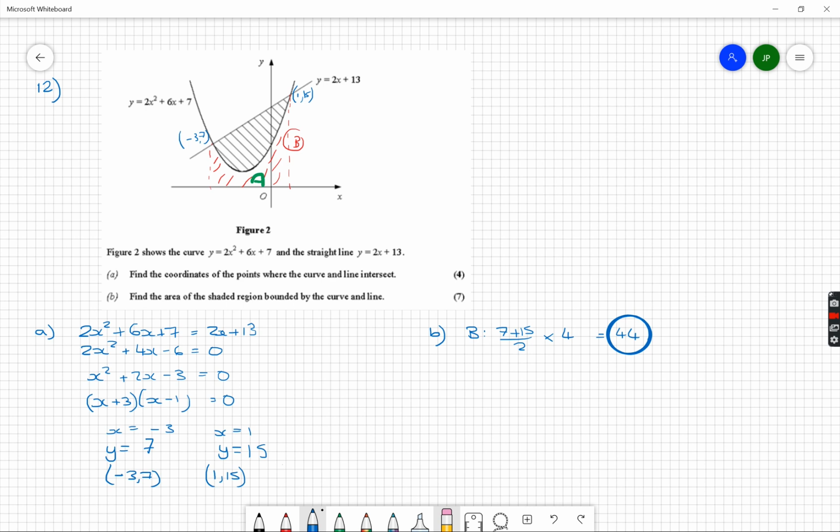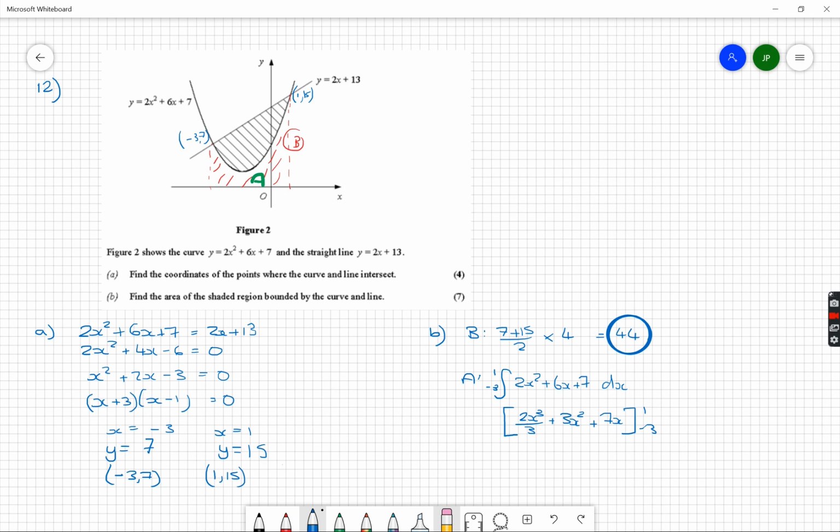Okay. Now I need to do my integration. So I'm going to integrate the quadratic with respect to x, and I'm going to do it between the two limits, which is going to be 1 and minus 3. So let's go through with the integration. Add 1 to the power and divide by the new power. So we'll have 2x cubed over 3 plus, it's going to end up being 6x squared over 2. So we'll have 3x squared plus 7x, and that's between the limits of 1 and minus 3.